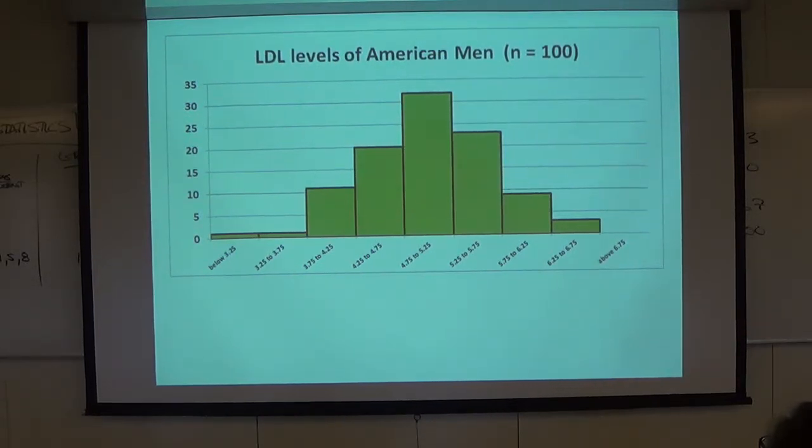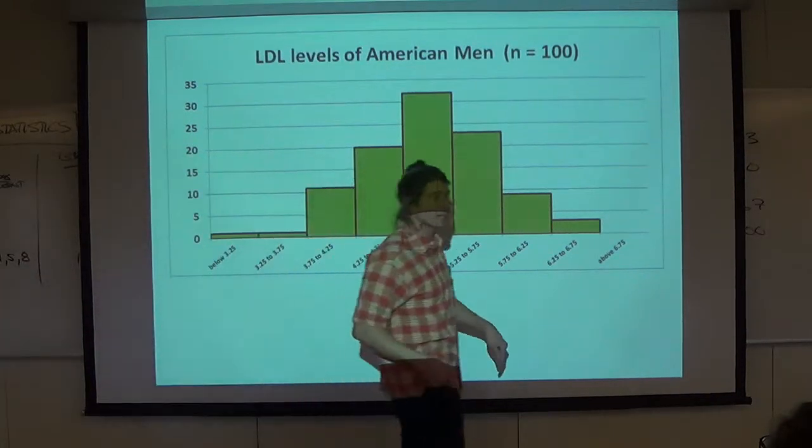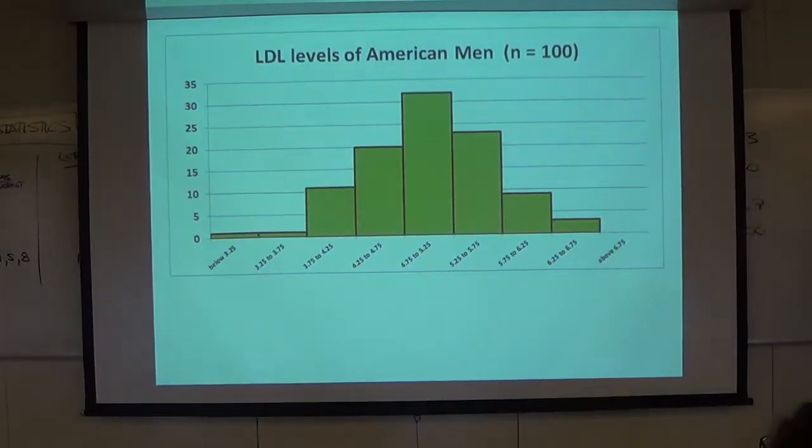Here's a sample of 100 American men's LDL levels. LDL is cholesterol, which kind? The bad, the low-density lipoprotein cholesterol, the one you want to have a low value of. HDL is the good cholesterol, that's what you want a high value of. So here's a sample of 100 randomly selected American men and their LDL levels. If you had to summarize this data using one number and one number only, the mean, the median, or the mode, which one would you use to summarize?